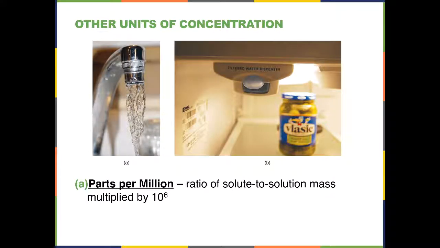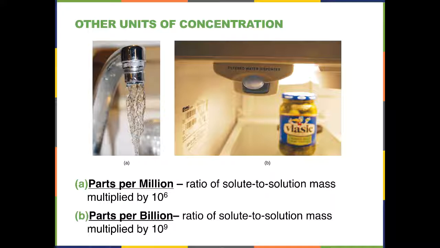You may have heard, particularly on television, something called parts per million or parts per billion. Parts per million is the ratio of the solute to solution mass multiplied by a million. And parts per billion is the same thing, except it's multiplied by a billion.